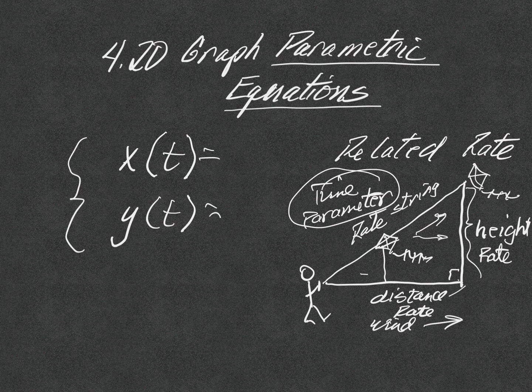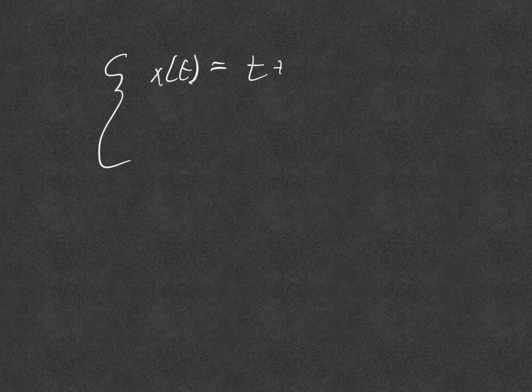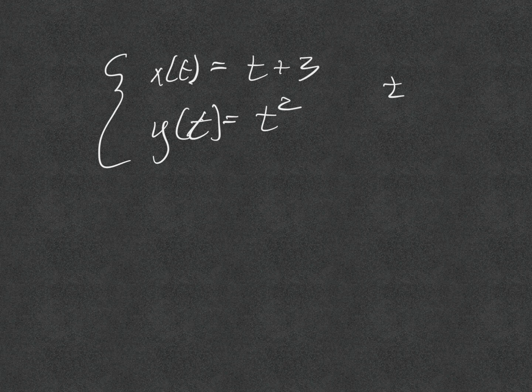And so you could have a very simple set of functions, something that would look like this. You might write x of t equals t plus 3, and y of t equals t squared, like that. And then you might say the time is going to be an element of the interval from 0 to 5 seconds.